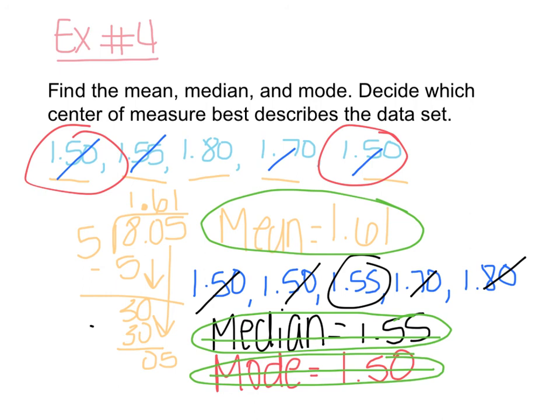And in this case, our mean is going to be the answer because 1 and 61 hundredths would be closest to the middle of our numbers. It is between 1 and 50 hundredths and 1 and 80 hundredths.